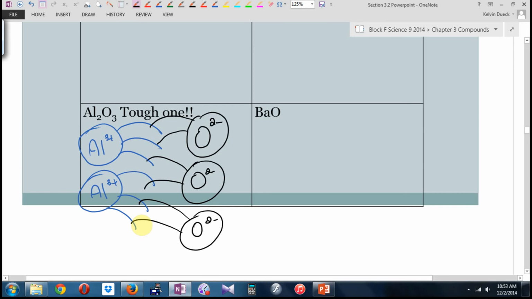Have I got everything hooked up, paired up? Then you know what? It's going to be 2 aluminum, 3 oxygen, Al2O3. There's a quicker way to get there, but as a visual way, hopefully that kind of helps you imagine what's going on.